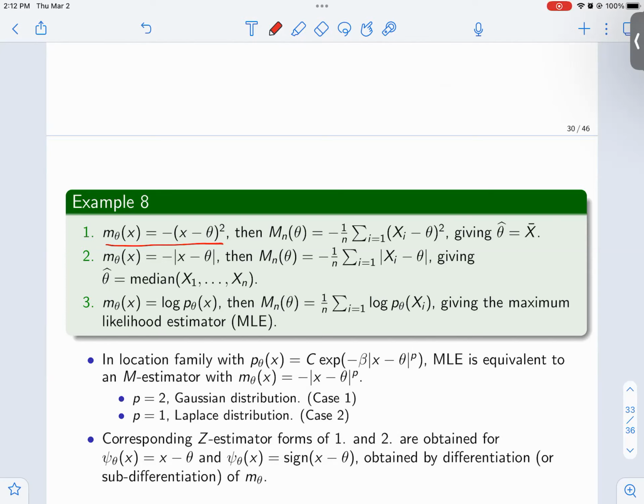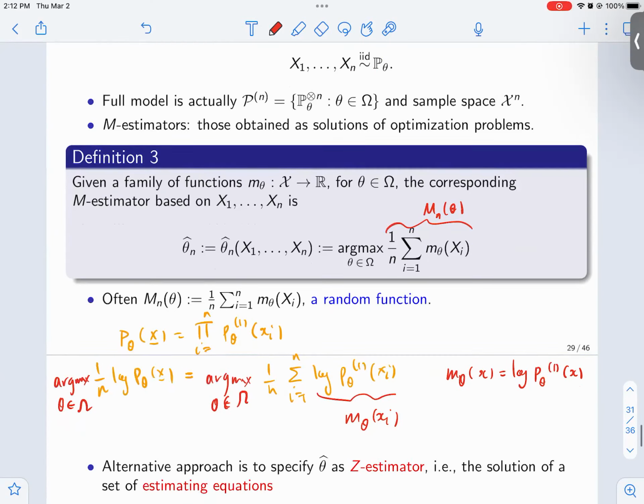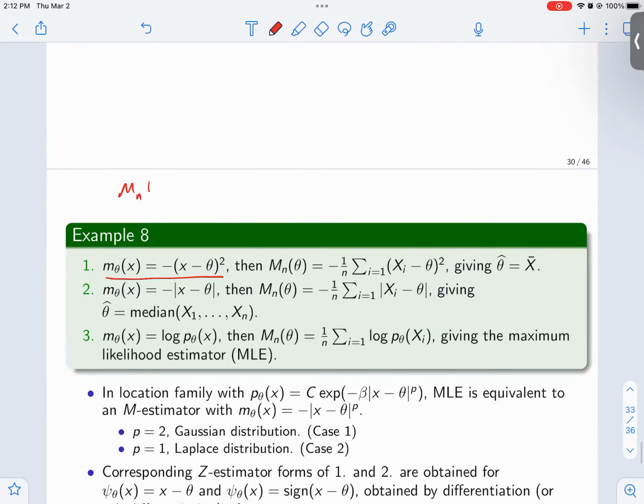Okay, the M_n that I'm defining is this guy. So I'm calling this guy M_n(theta), capital M_n. So M_n(theta) is really that empirical average of m_theta(x_i). And if I do that, then this guy is going to be the function that I'm going to try to maximize, and the maximizer of this is the sample mean.